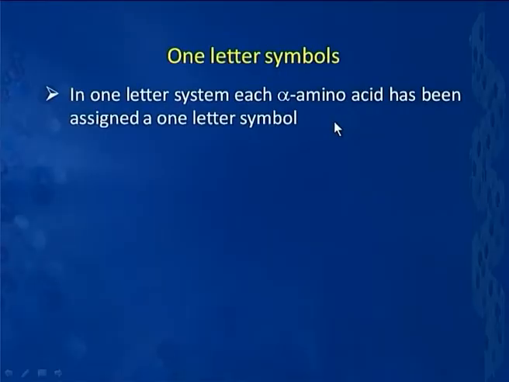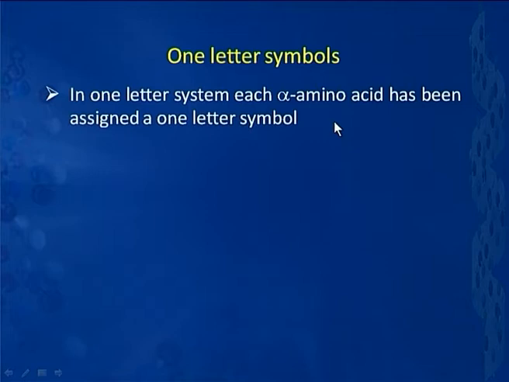So, if I write the names of 100 of them, even 3 letters are going to consume a lot of space and time. So, what has been thought of is we give 1-letter symbols to them. In 1-letter symbols, each alpha amino acid has been given one letter symbol, as the name suggests. This letter symbol happens to be the first letter of the common name.